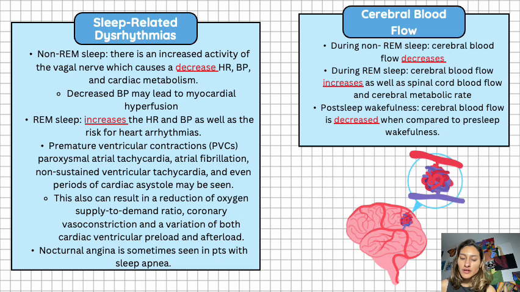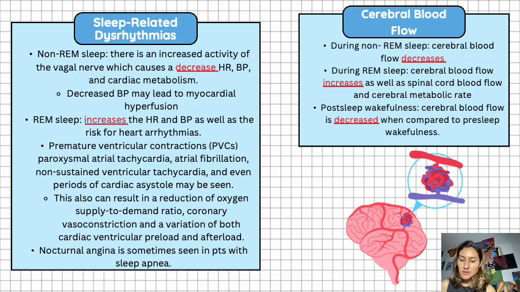Now moving on to cerebral blood flow. During non-REM sleep, cerebral blood flow decreases. During REM sleep, cerebral blood flow increases. Spinal cord blood flow also increases during REM sleep. In addition, the cerebral blood flow is decreased during post-sleep wakefulness when compared to pre-sleep wakefulness. The cerebral metabolic rate increases during REM sleep.